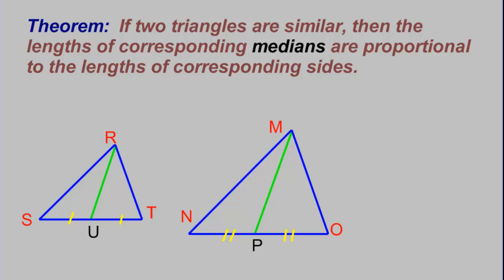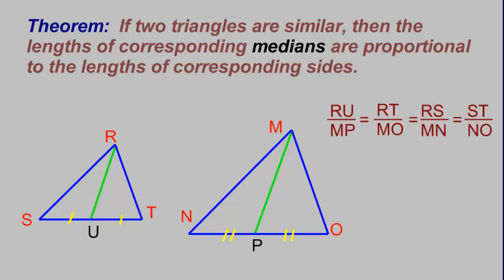And as you might expect, we get the following four ratios, which are exactly the same as they were for the previous two theorems. The only thing that's changed is that U and P are in a little different place than they were because RU and MP are found a little different way. But they still represent like a fourth side for a triangle, and that follows the same scale factor that all the corresponding sides do.